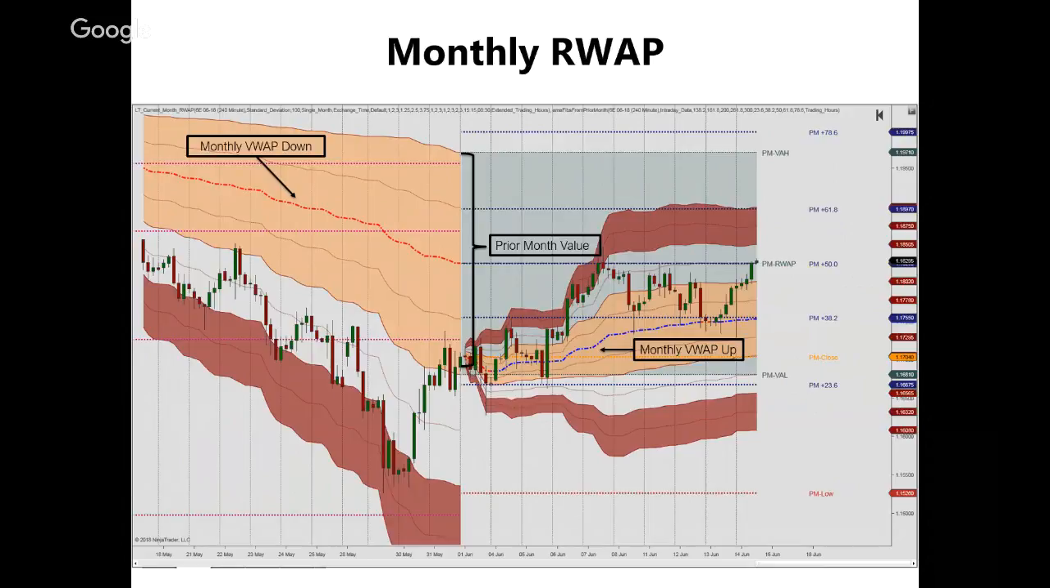So you can see how this can be used to identify both the broad trend that we're moving in, as well as key support and resistance levels.